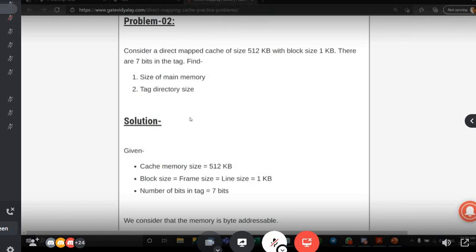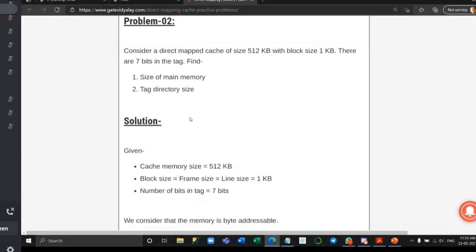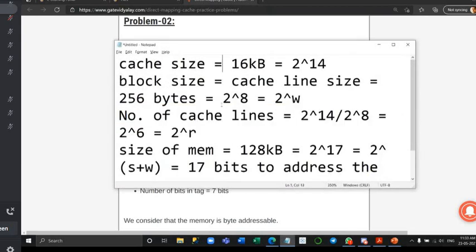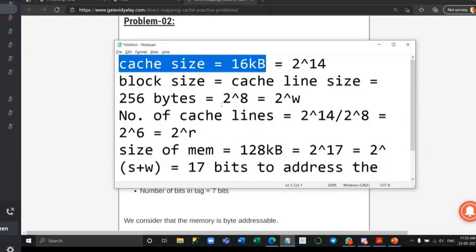have the same details, right? So I mean, we will try to derive the entire thing, but just for simplicity's sake, I'll just repeat the entire part once more. So we were given that the cache size is 16 KB.